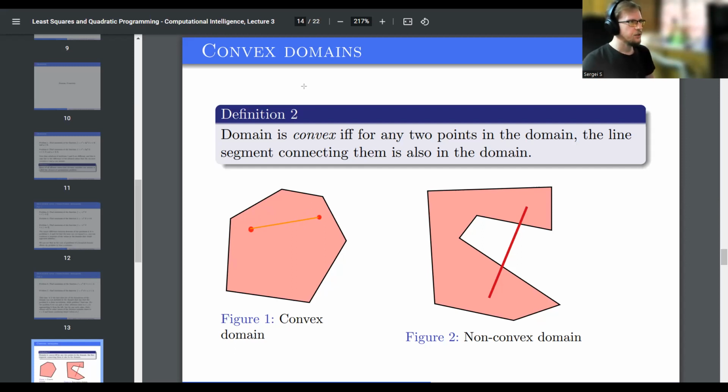So any 2 points, you can choose another pair of points, let's say a point here at the edge. You can connect them with the line, and the entire line will lie inside the domain. That is a convex domain. Non-convex domains are the ones where you can find such a pair of points where the line would stick out of the domain. Like here, for example, I found the line where part of the segment does not lie inside the domain. So figure 2 shows you a non-convex domain, figure 1 shows you a convex domain.